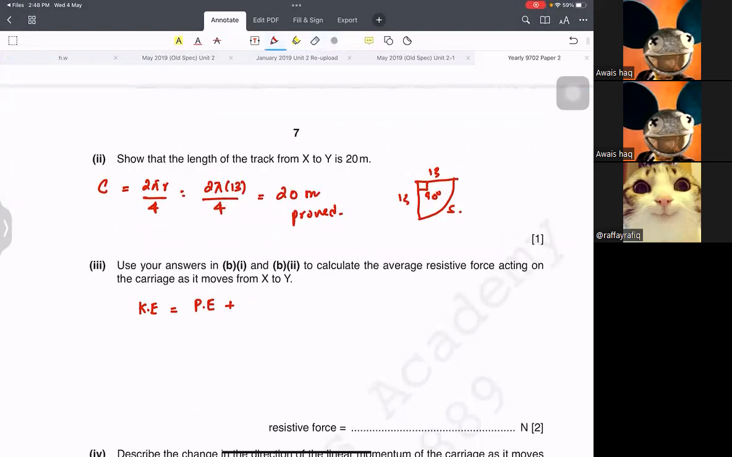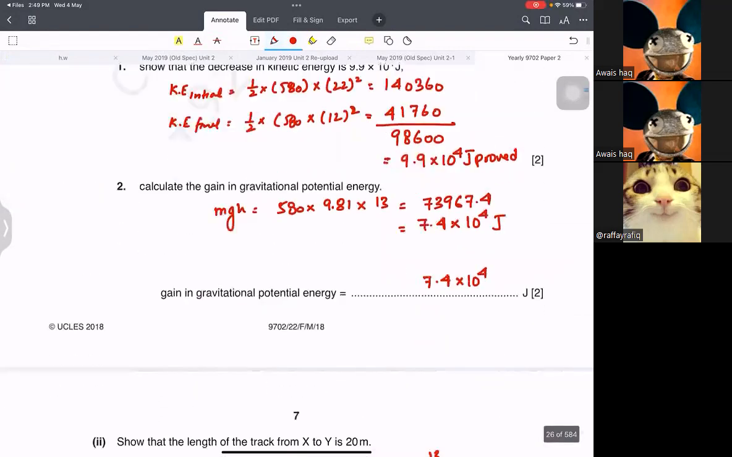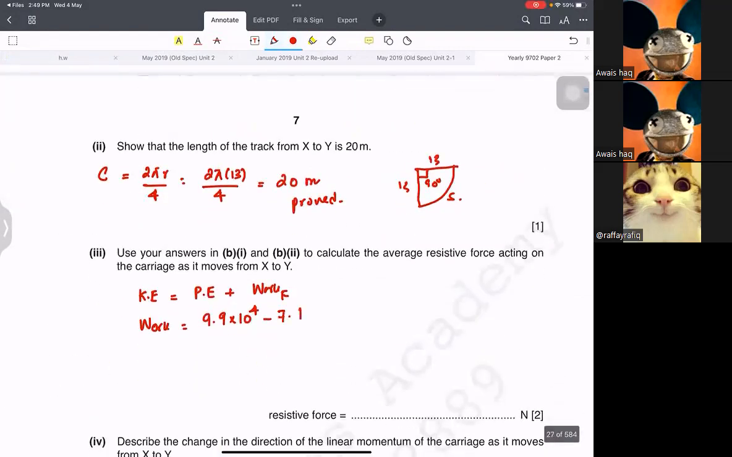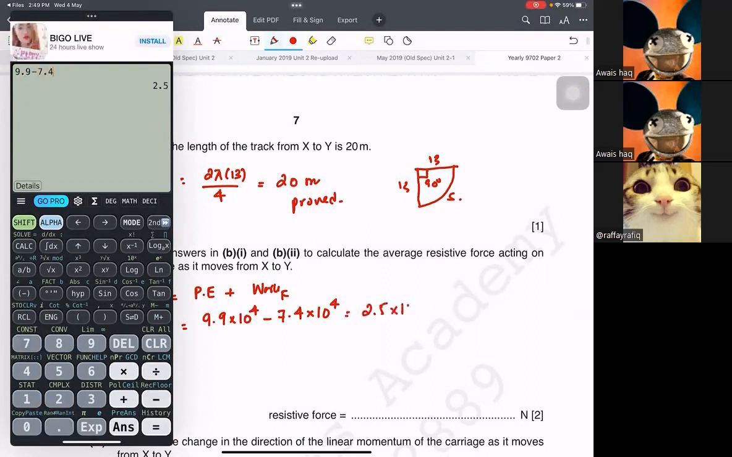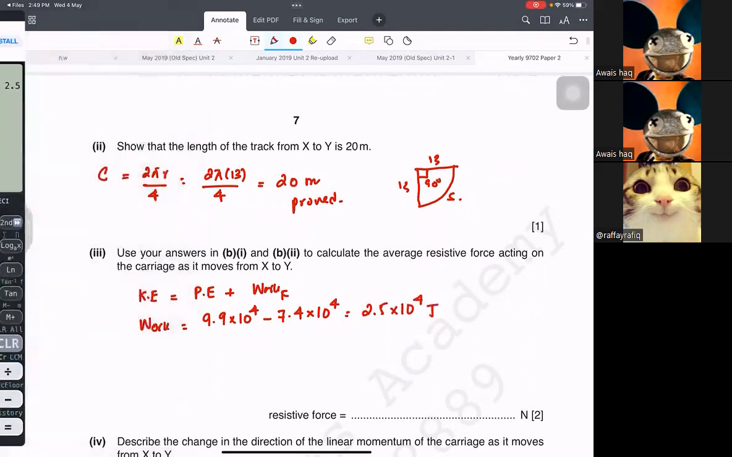So we write work done, work in friction. To find this work, we need to subtract kinetic energy. I think it was 9.8 or 9.9, probably 9.9. This minus, what was that? 7.4 times 10 raised to 4. So 9.9 minus 7.4 is basically 2.5 times 10 raised to 4 joules. Then what you do?